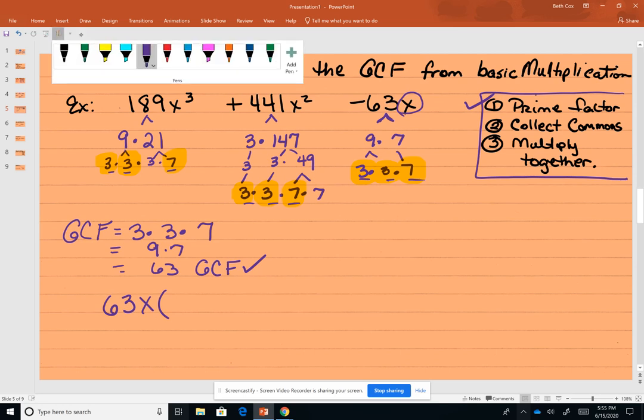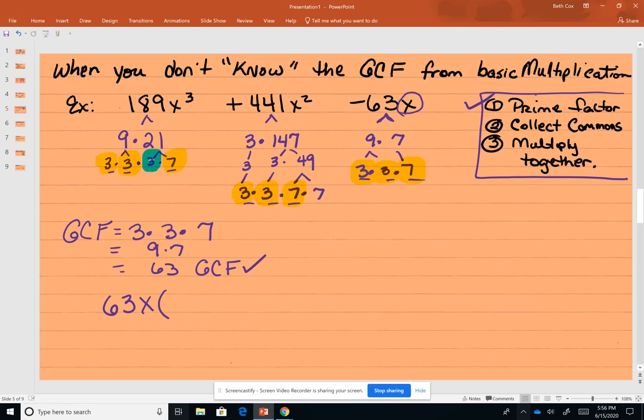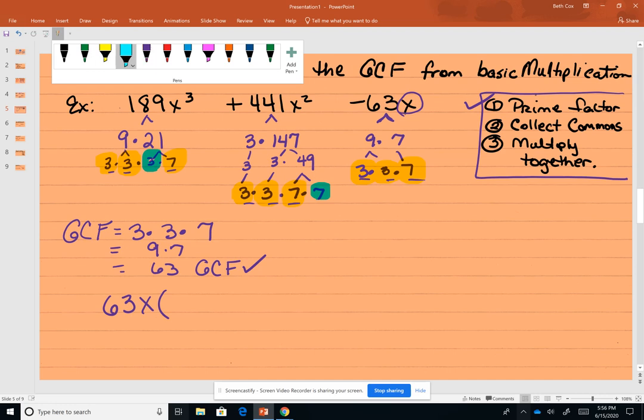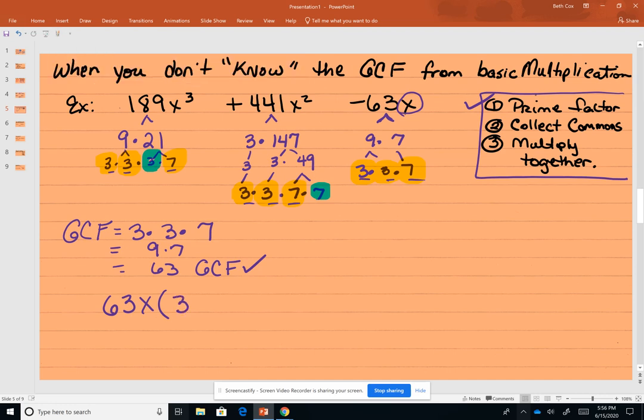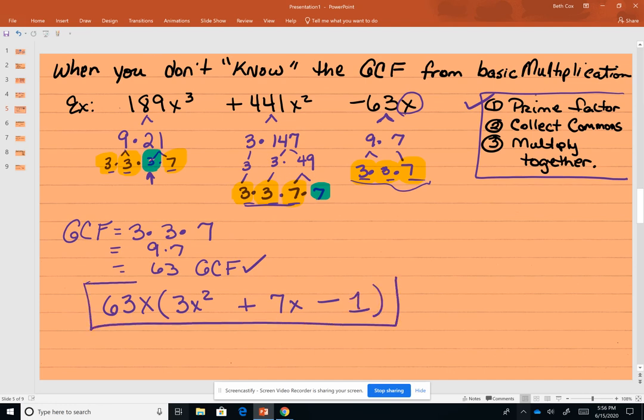Now I want to show you something. You see this yellow here? That's the GCF. But this right here, that's the leftover. And that's what's going to go in these other spots. So 63 times 3 the leftover, x to the second. 63 times 7, and an x is left over. And then technically there's nothing left over from the third one. There are no leftovers, and so it would be a 1. And so this is the answer for that one.